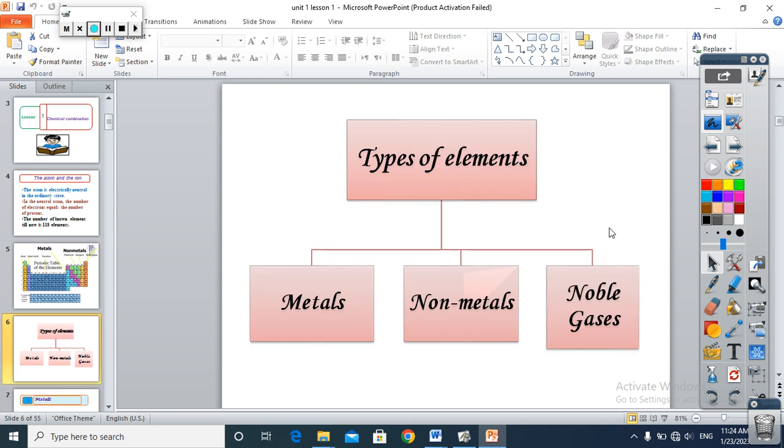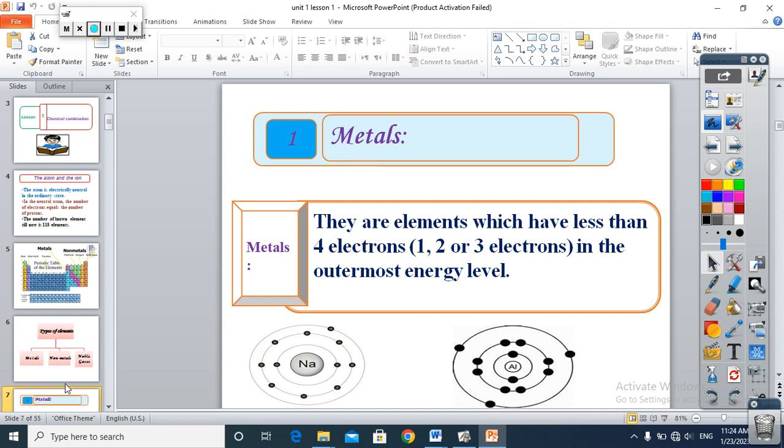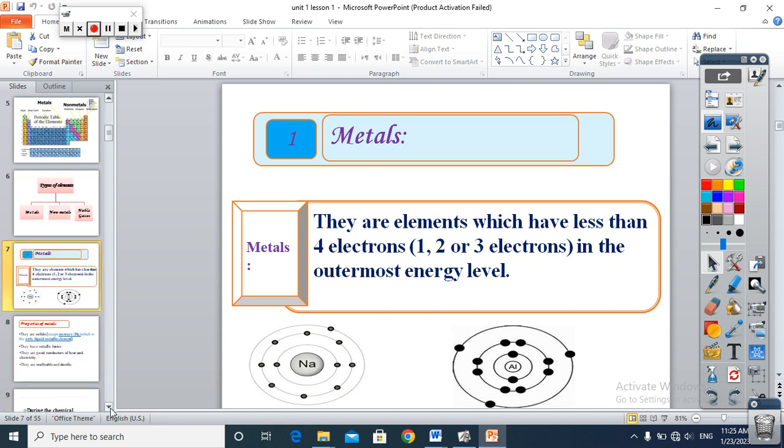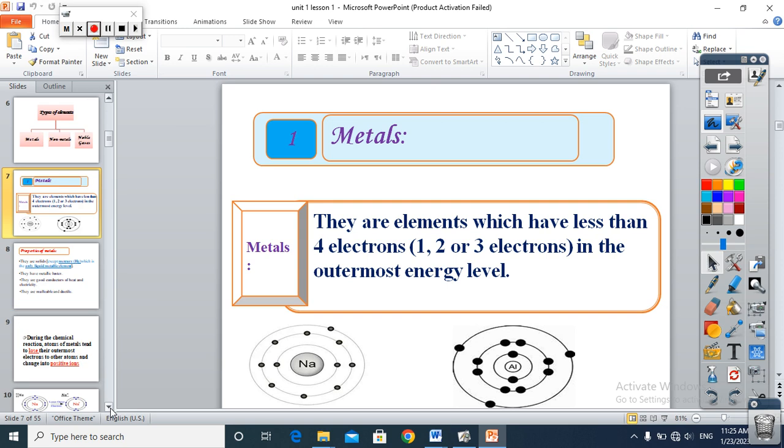Now we'll talk about the types of elements. We have three types of elements: metals, non-metals, and noble gases. What about metals? Metals are elements which have less than 4 electrons in the outermost energy level. Don't forget, they have less than 4 electrons in the outermost energy level.